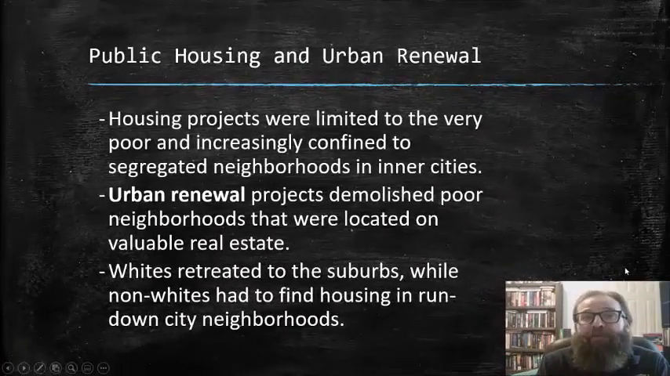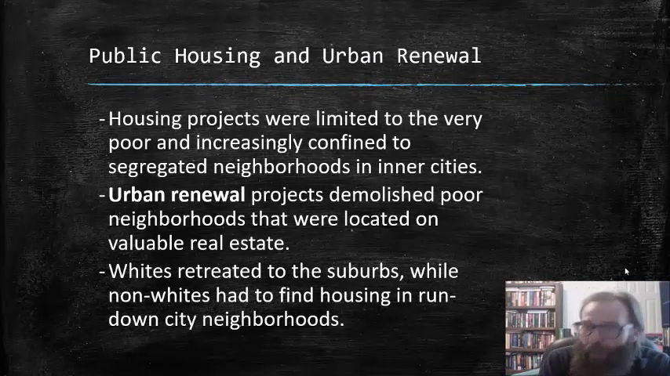The 1950s did see a new interest in public housing and urban renewal projects. Public housing projects, of course, were designed to give low-cost, affordable housing to the poor, and urban renewal projects were designed to revitalize dilapidated urban areas. However, both of these really can be seen as a double-edged sword, as housing projects were limited to the very poor and increasingly confined to segregated neighborhoods in inner cities. Urban renewal projects typically demolished poor neighborhoods that were located on valuable commercial real estate.